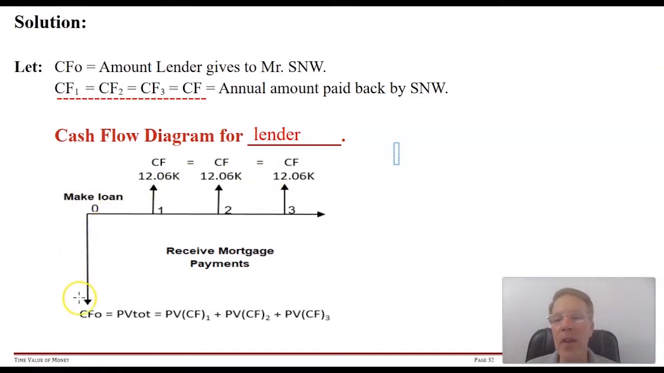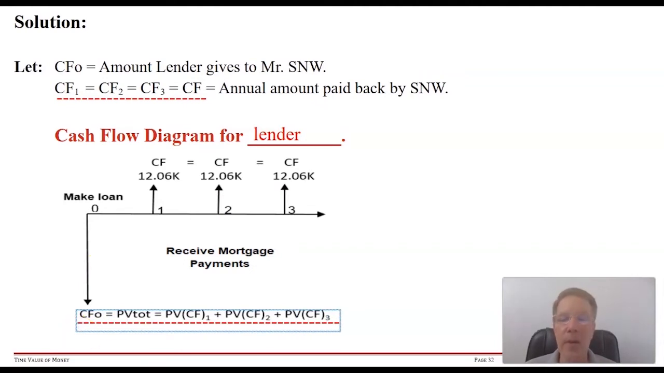And you know that because the cash flow at t equals 0 is negative. Lenders lend the money, they take the money out of their vault and give it to someone. And then in the future, they get these positive cash flows in return. Okay. And so we know a lot about this one. We know that they're going to expect back 12,060 at the end of 1 year, 2 years, 3 years for Mr. Small Net Worth. And then all we have to do to find out how much they can loan him is take the present value of this one at 10%, the present value of this one at 10%, the present value of this one at 10%, and then add them all up. And that's going to be PV total or CF0. So that's our mission.